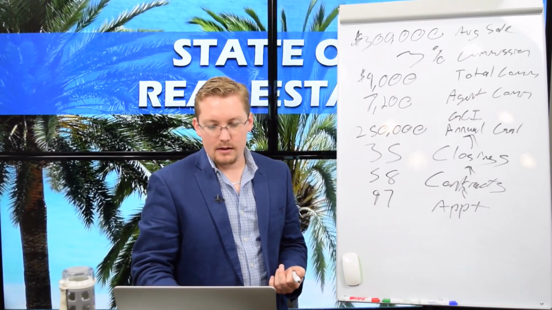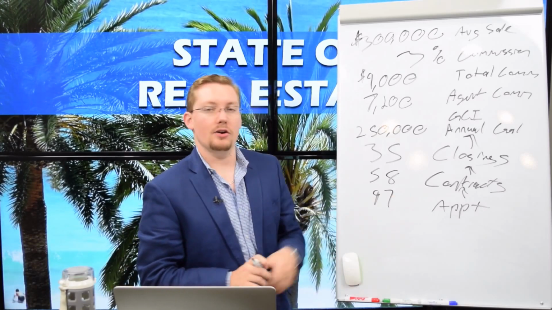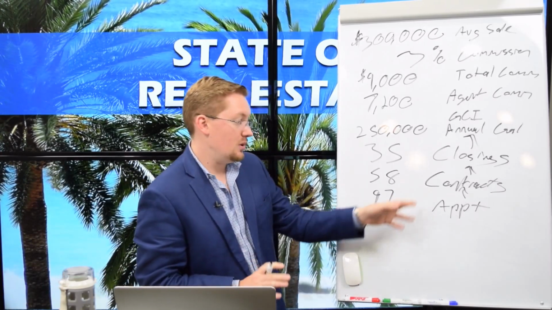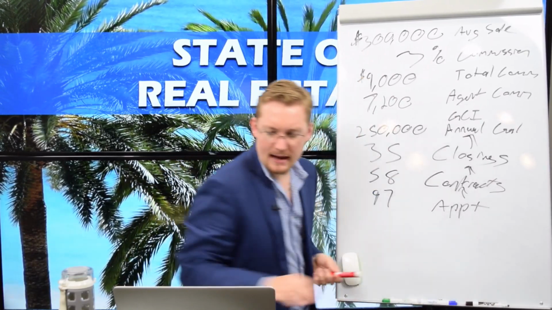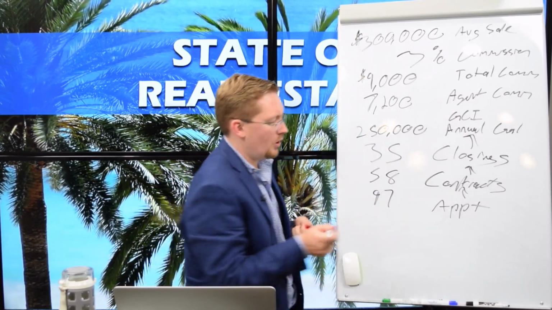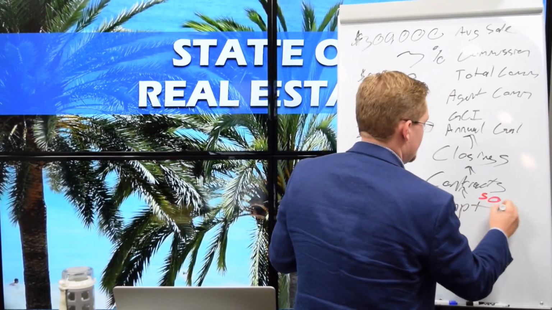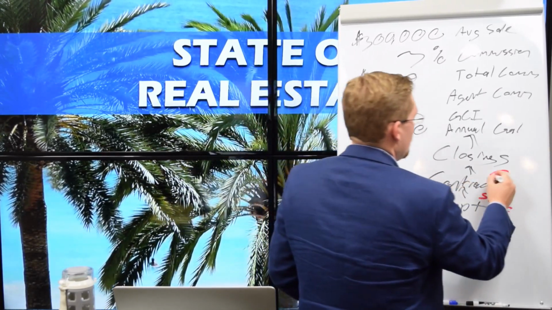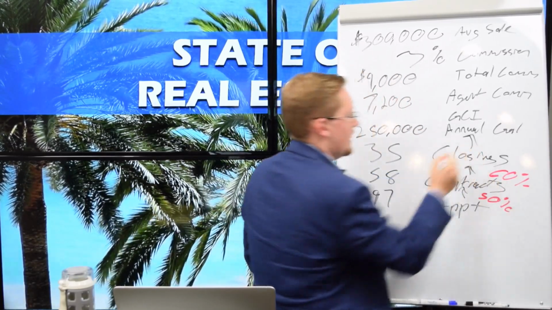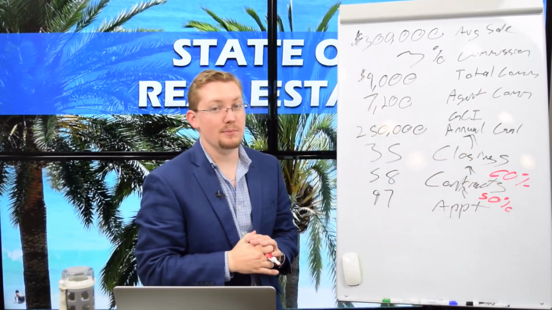Let's say the number of leads, so the leads that go to appointments. In this case, because we've used some pretty aggressive numbers, let's go back and fill these in here. For our appointment percentage, we used 50%, so half of our appointments result in a contract, and we used 60%, so 60% of our contracts result in a closing. Those are some pretty aggressive numbers.